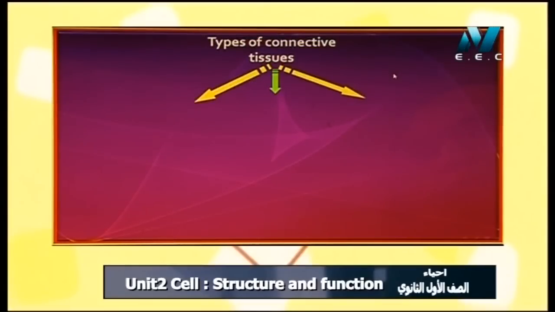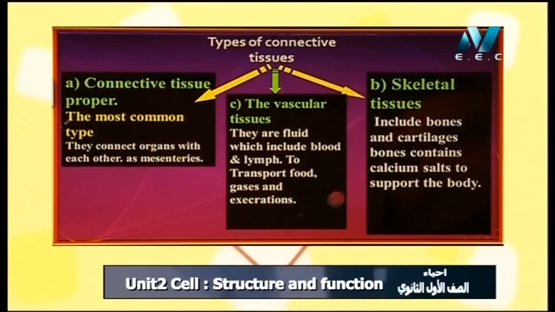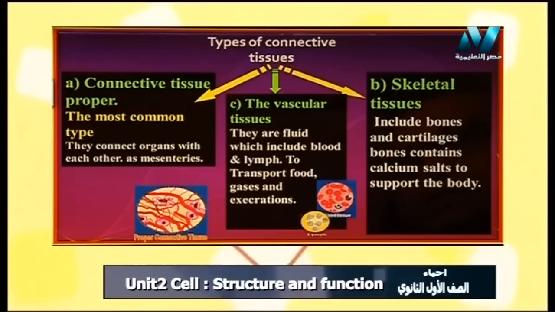And there are 3 types of connective tissue. The first is called connective tissue proper. The second is called the vascular connective tissue. But the third is the skeletal tissue. يبقى عندي proper وvascular وskeletal tissue. Connective tissue proper is the most common type inside the body, and they connect the organs with each other as a mesenteries.